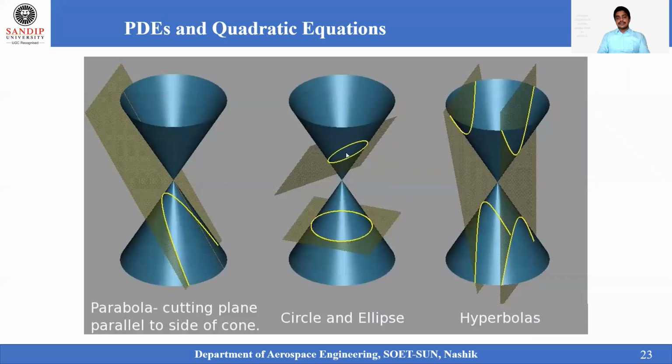Whereas in the second case, when it is perpendicular to the axis, we get the circular shape. And when the plane is parallel and inclined, when you're making an inclination, there we again get an elliptical shape. When you're cutting perpendicular to the axis, we get a circle. When you're making some inclination, we get a parabola.